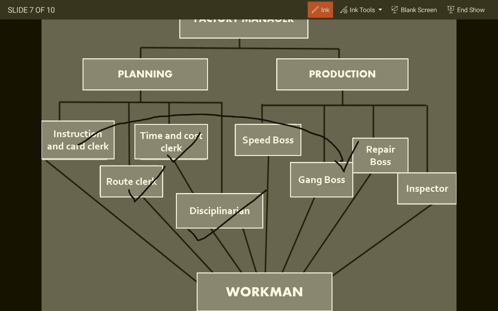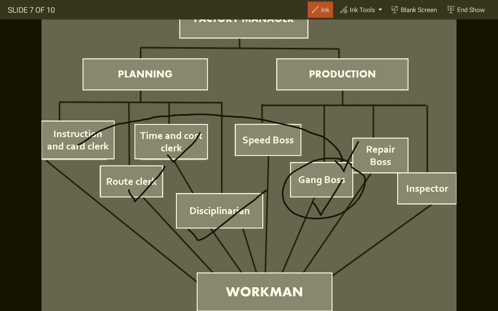The disciplinarian is responsible for maintaining discipline and order in the factory. There should be no quarrels, conflicts, or disputes within the hierarchy of management. There should be smooth and harmonious working in the organization. Now, the gang boss makes the arrangement of workers, machines, tools, etc. Everything related to production, the tools and raw material required for production, the workers and machines, is handled by the gang boss.